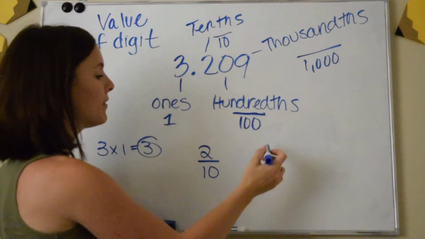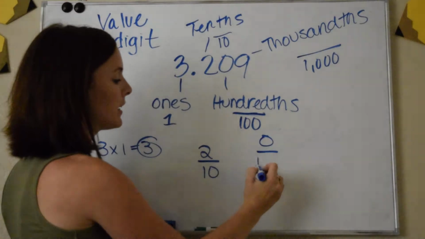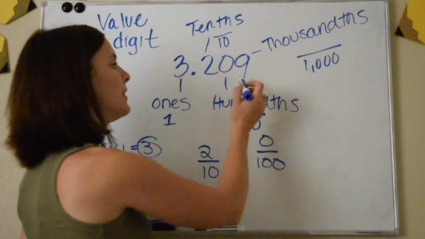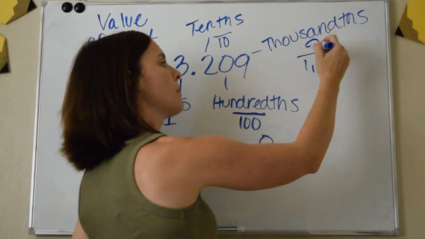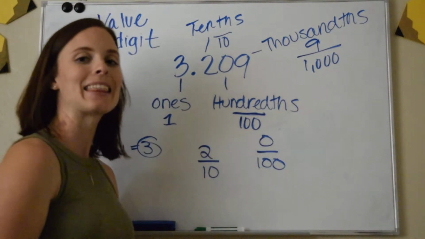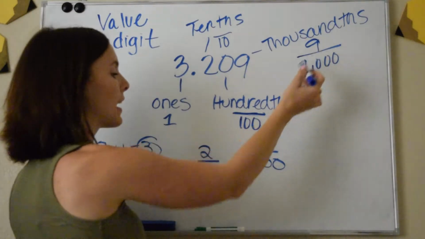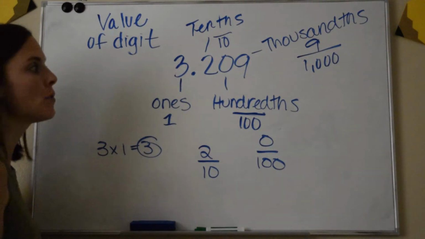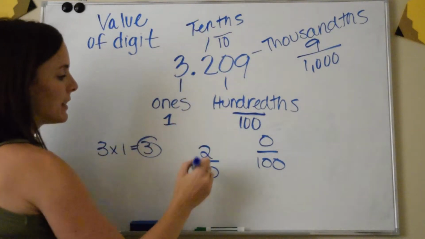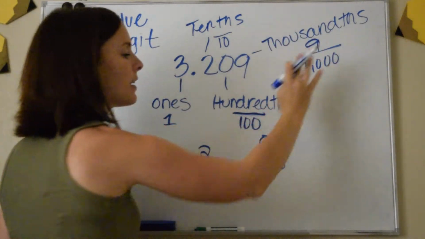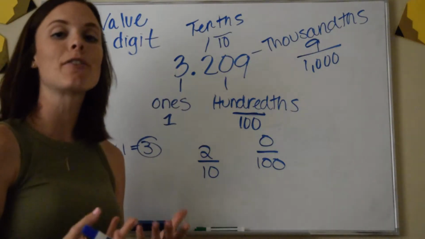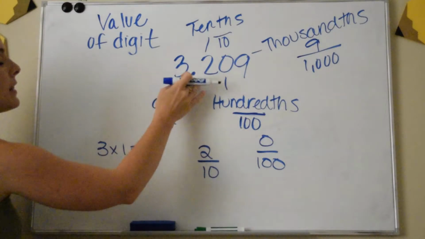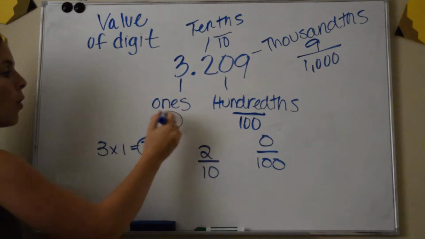The 0, even though it's a 0, is still sitting as a value in the hundredths place, so it's 0 hundredths. And this 9 is sitting in the thousandths place, so the value is 9 thousandths. Again, we write these as fractions. Do you notice the difference of how we wrote the value? Everything to the right of the decimal, the 2, the 0, and the 9, are always going to be written as fractions when you write down what the value is. If you're working with anything to the left of the decimal, they are whole numbers.